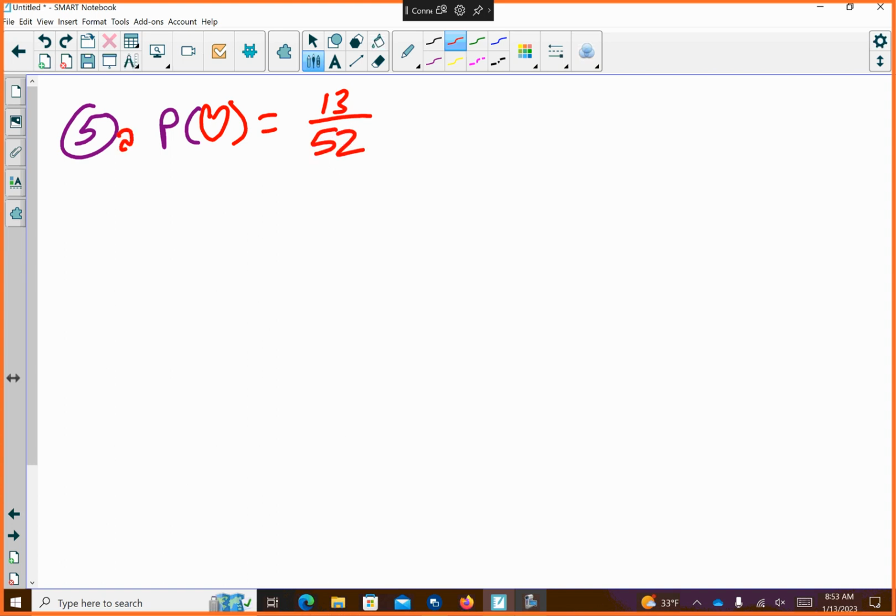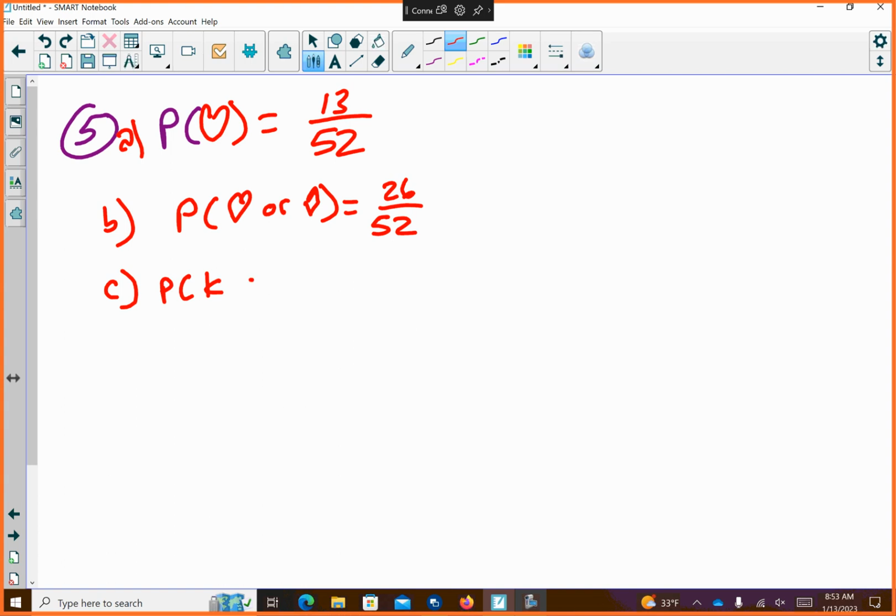That's for A. For B, probability of getting a heart or a diamond, which are both red cards. So that's going to be 26 out of 52. And again, we're just drawing one card once we've shuffled. Letter C, probability of getting a king or queen or jack. There's 4 kings, 4 queens, 4 jacks, so that would mean there's 12 out of 52 outcomes there.